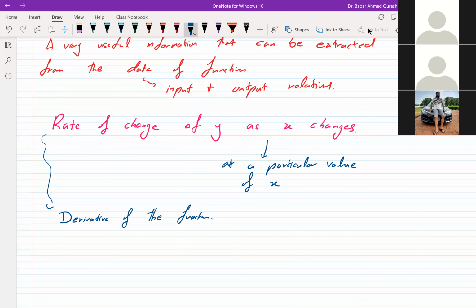This information in principle is buried in your data of the function, but something being available and something known to you is a different matter. So you need techniques to extract this information from the data. And those techniques are the techniques of the differential calculus. This part of calculus where you compute the rates of change, this is called the differential calculus.